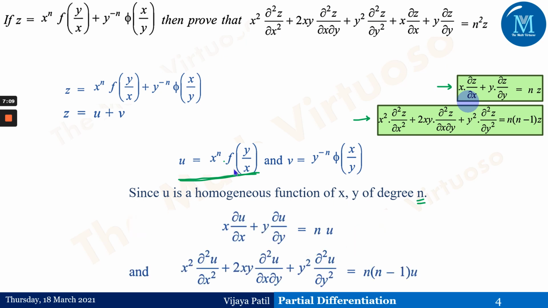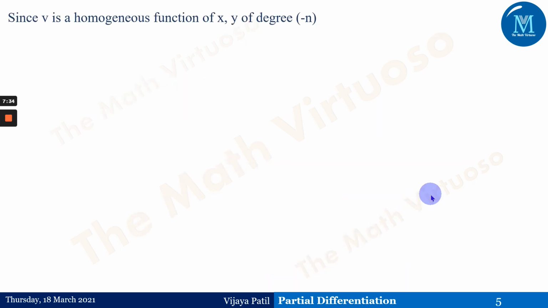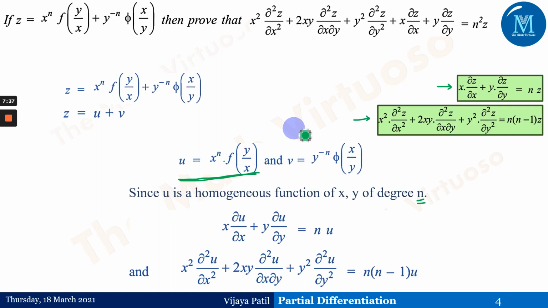Because of these two identities, we could say that x dou u upon dou x plus y into dou u upon dou y is equal to n times u, and x square dou square u upon dou x square plus 2xy dou square u upon dou x dou y plus y square dou square u upon dou y square is equal to n into n minus 1 into u, because it's of degree small n. Similarly, v is a homogeneous function, so if you observe this function v, it is a homogeneous function with degree small n.